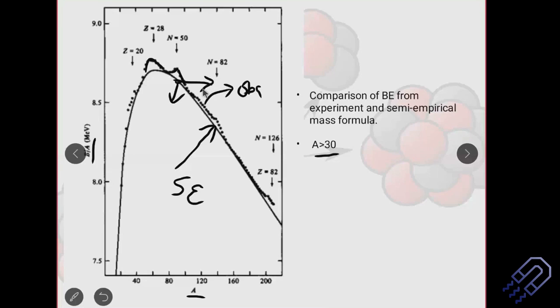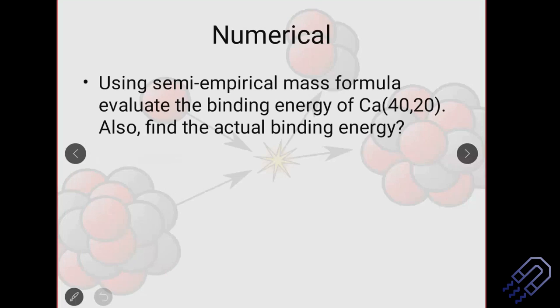For this particular problem, I have given you this example because I think this is important. The question is, use the semi-empirical mass formula to evaluate the binding energy of calcium 40-20. Basically 20 is the number of protons, and 40 minus 20, again 20, is the number of neutrons that you have. You have to use the semi-empirical mass formula to calculate this.